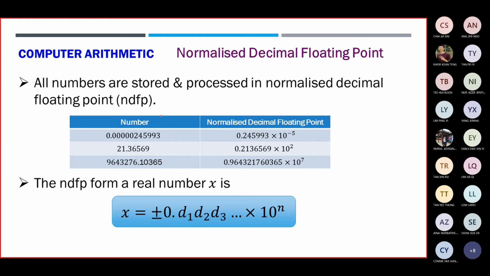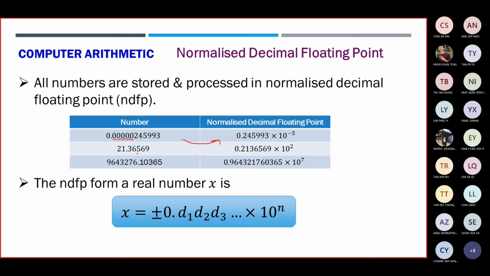What you need to do is convert any number into this form. First you need to write it in the NDFP form. So this number can be represented as, when you move the decimal 1 2 3 4 5 places, 0.245993 times 10 to the power of minus 5. The index represents the number of places you move the decimal point in order to form 0.2 something.